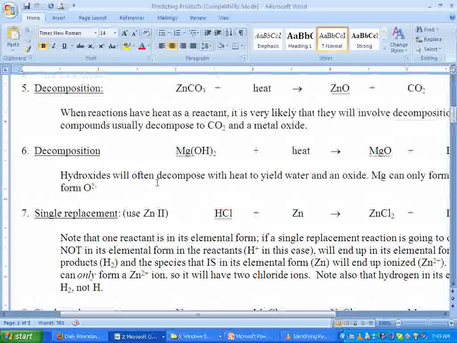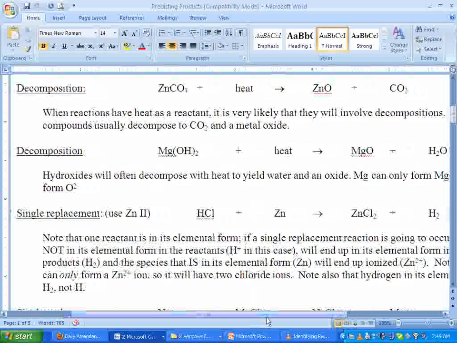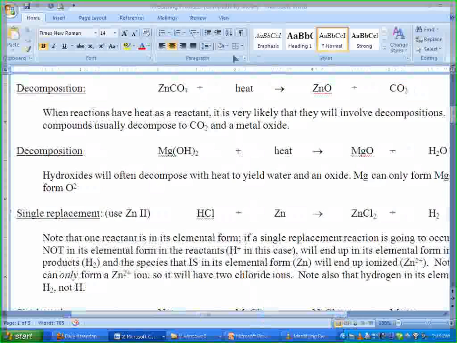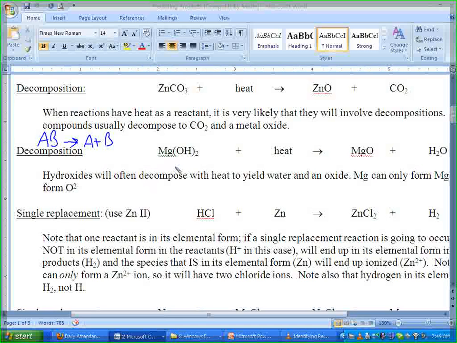That's when you have one larger element that breaks down into 2 smaller elements. So decomposition is when you're going to end up having, I'll put it over here, AB breaks down into A plus B. All right, so what we need to do is break these 2 apart. Heat here just means that you have to add heat in order to break it apart.